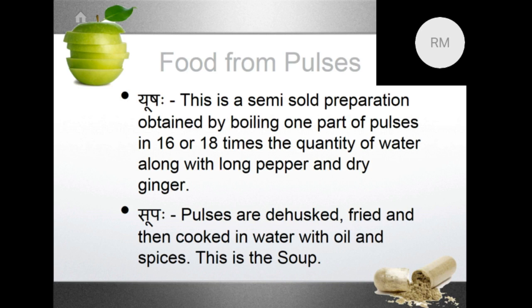So after carbohydrates, after the energy has been provided, now more structural components are given to the body. And supa is actually a Sanskrit word which is very similar to soup. So the English word soup seems to have originated from the word supa in Sanskrit. And when you make supa, you have to dehusk the pulses, then it is fried and cooked in water, and oil and spices are added. So this is the soup.